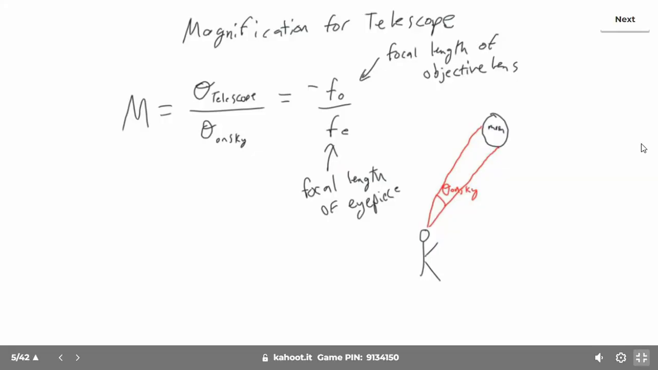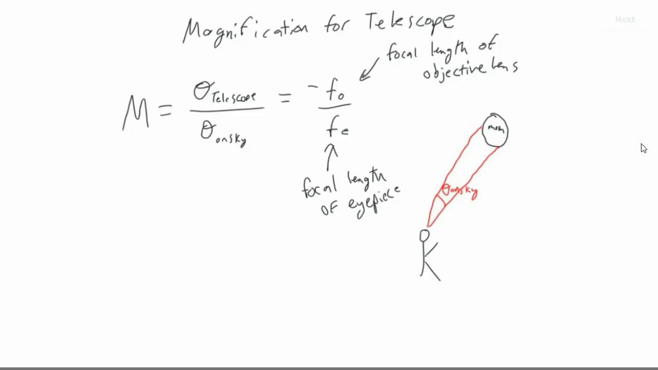So the whole point of putting these multiple lenses together is we want to make something that's very far away and small a lot bigger so we can study it in greater detail. The magnification for a telescope is calculated by taking the angular size of the object in the telescope and comparing it to the angular size of the object on the sky.